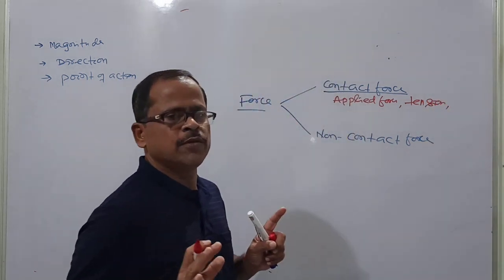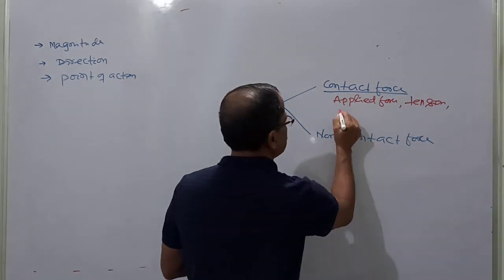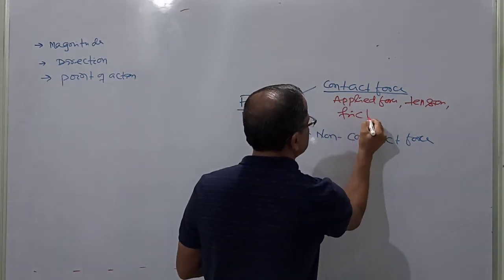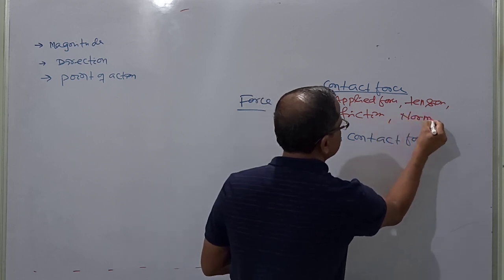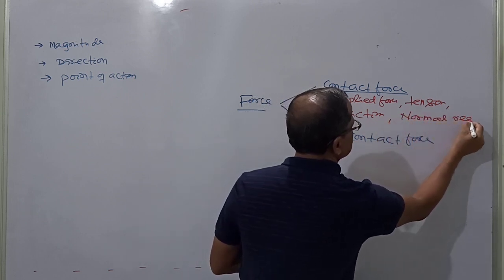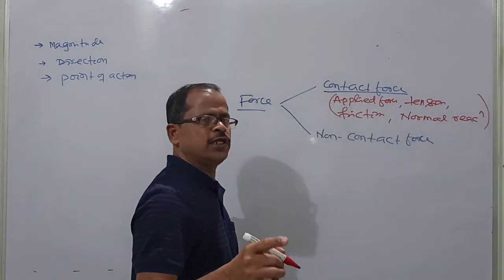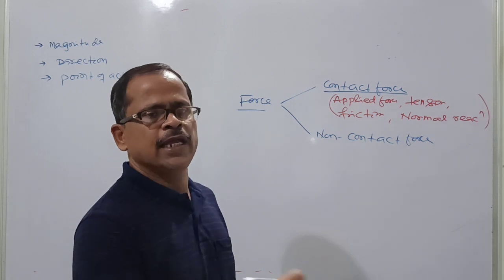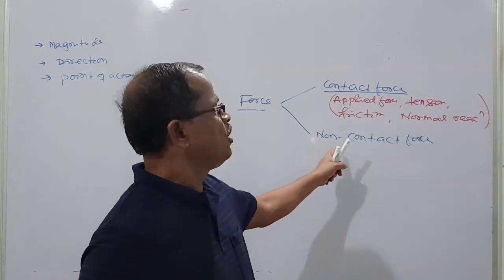Then you are pushing a body, so there is a contact force. Friction is a contact force. Normal reaction is a contact force. These are all contact forces, because they bodily touch the body and exert the force. Then others are non-contact type.